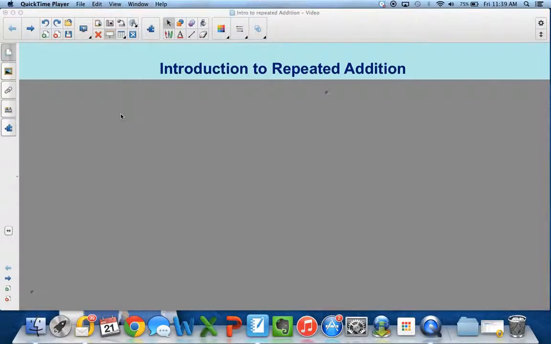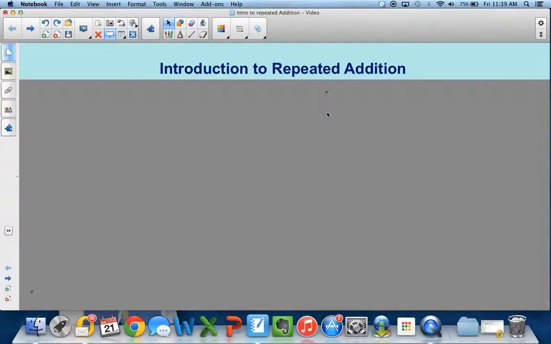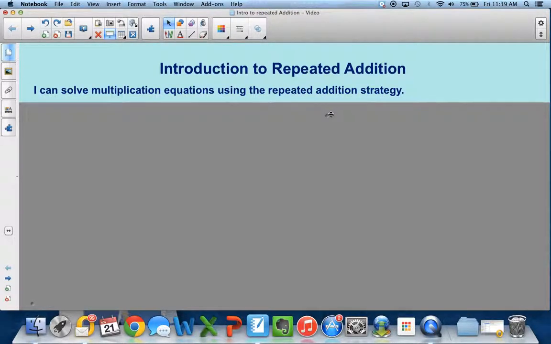Today we're going to talk about an introduction to repeated addition. Repeated addition is a strategy where we add the same number a certain number of times to solve a multiplication equation. So our I can statement for today is going to be, I can solve multiplication equations using the repeated addition strategy.